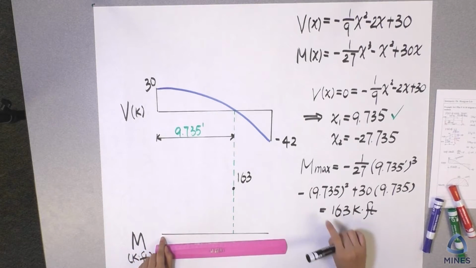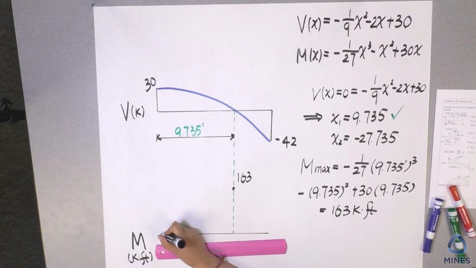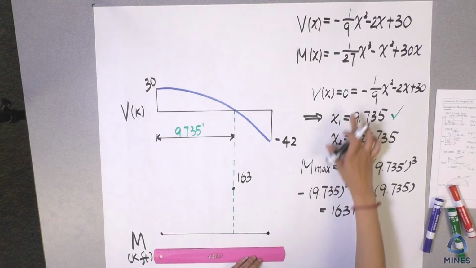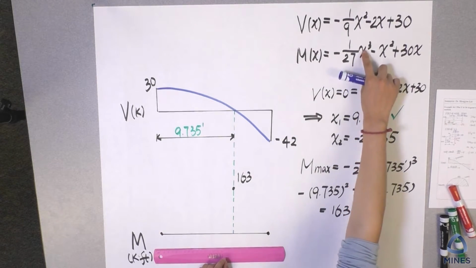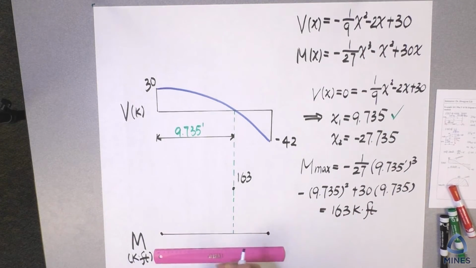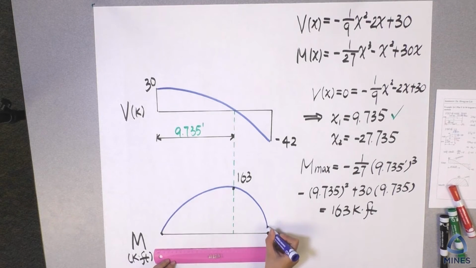And then you can plug x equals 0 into this equation. You find that at the beginning it will be 0, and when we plug in 18 we have another 0. What we are going to see here is x cubed, which means we are going to have a cubic curve to connect these dots together, and that's going to be your moment diagram.